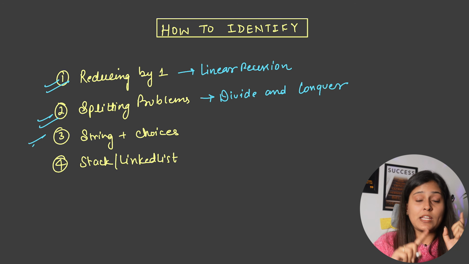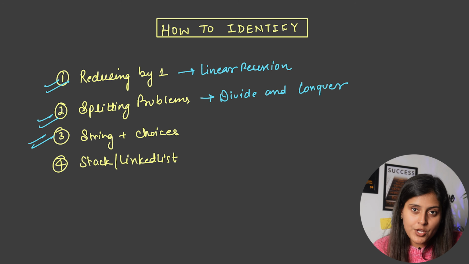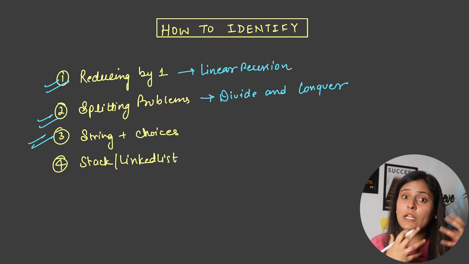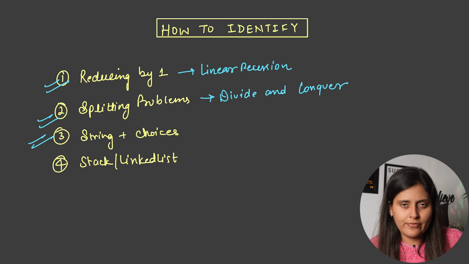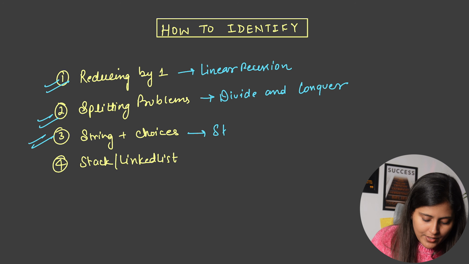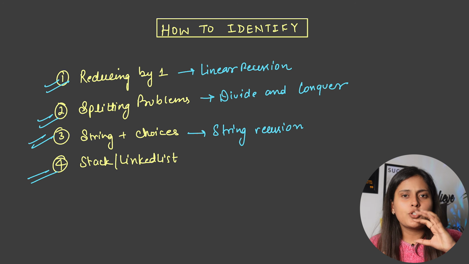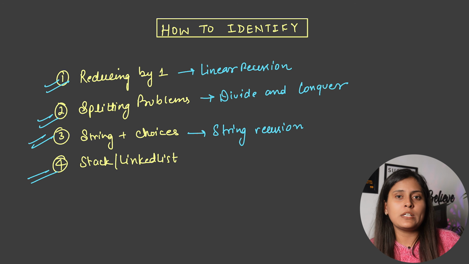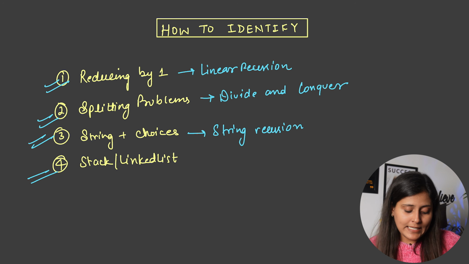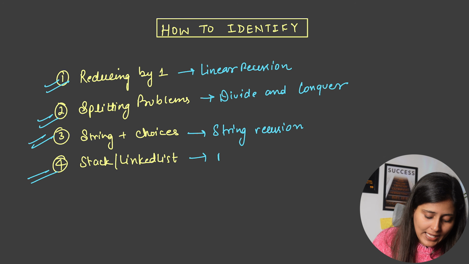Then third, we learned about string plus choices. Whenever we are applying recursion on a string to get something, it can be a linear recursion also, but why have we categorized it as a different pattern? Because the whole methodology and idea behind the recursion is very different. So it will be string recursion. And last is stack and linked list. When we apply recursion on a stack to solve problems like reversing the stack without using any extra space complexity, or removing the bottom element or middle element of the stack without using any extra space complexity, all these will come under recursion on stack and linked list.